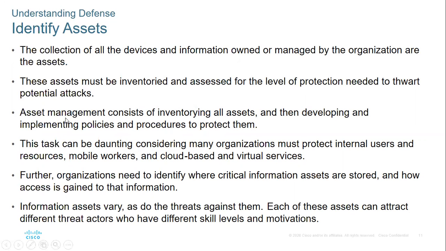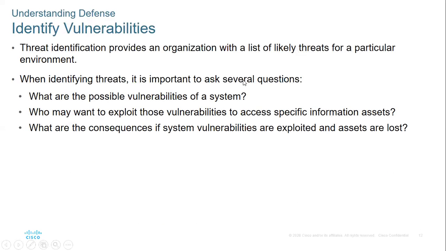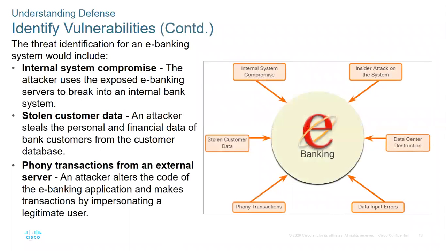You can do that through what is known as asset management. This is what you use to identify the assets that, of course, you have. And of course, you also need to identify the vulnerabilities that your organization is facing. What are some of the weaknesses your organization has? So you need to ask yourself several questions. What are some of the possible vulnerabilities that our systems are facing? Who may want to exploit these vulnerabilities? What are the consequences if the vulnerabilities have been exploited and we have lost the assets?